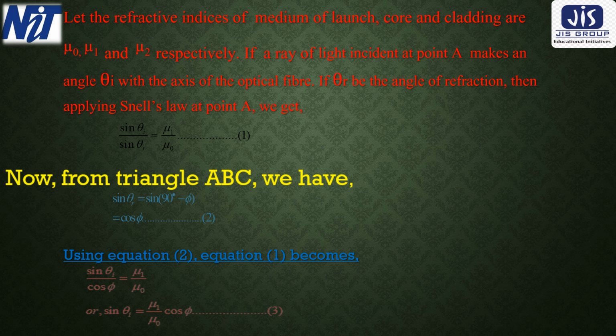Using equation 2 in equation 1, what we conclude is that sine theta I by cos phi, because from equation number 2 sine theta r can be replaced by cos phi, is equal to mu 1 by mu naught, because mu 1 is the refractive index of the core and mu naught is the refractive index of the medium of launch. So from that we find sine theta I is equal to mu 1 by mu naught into cos phi. Let us call this equation number 3.